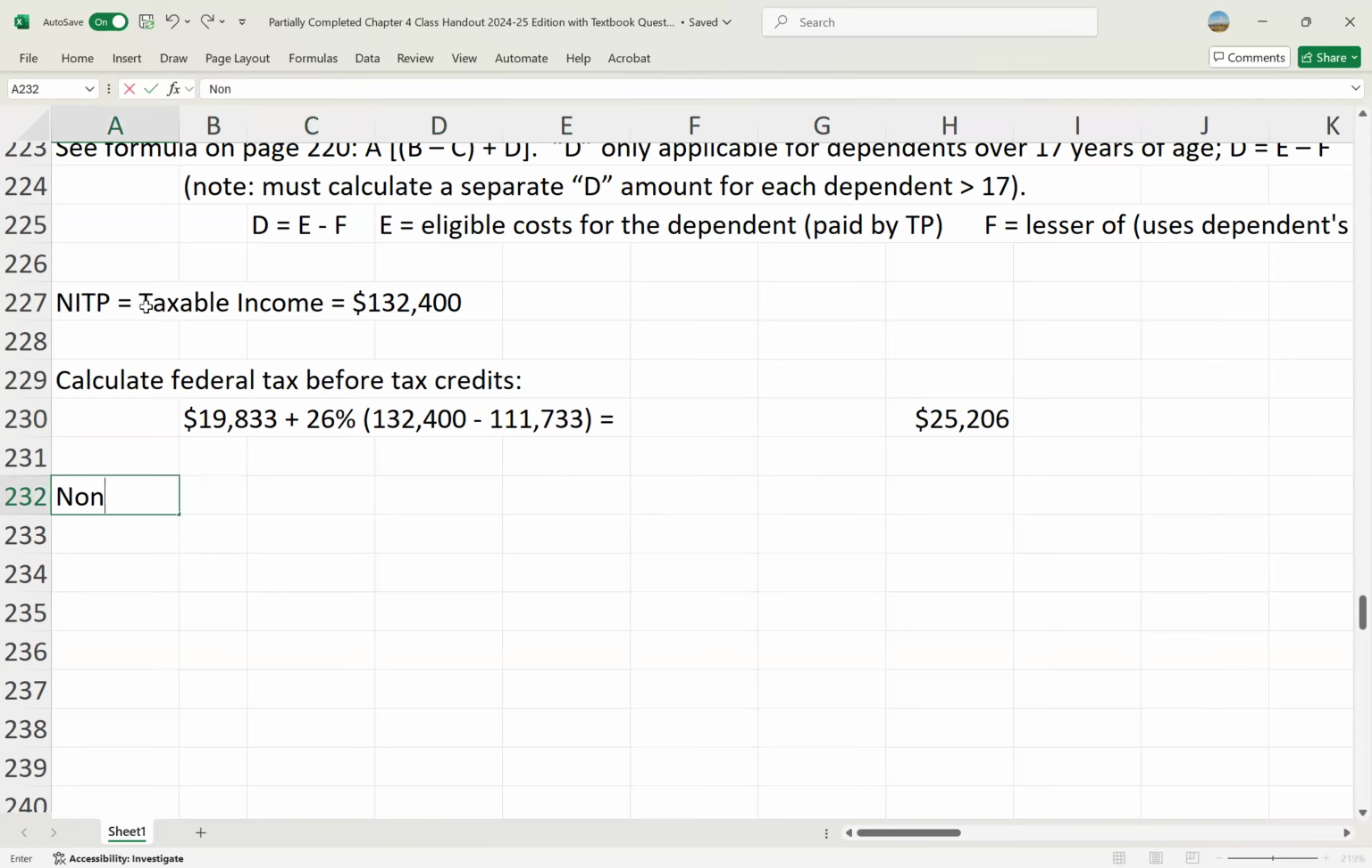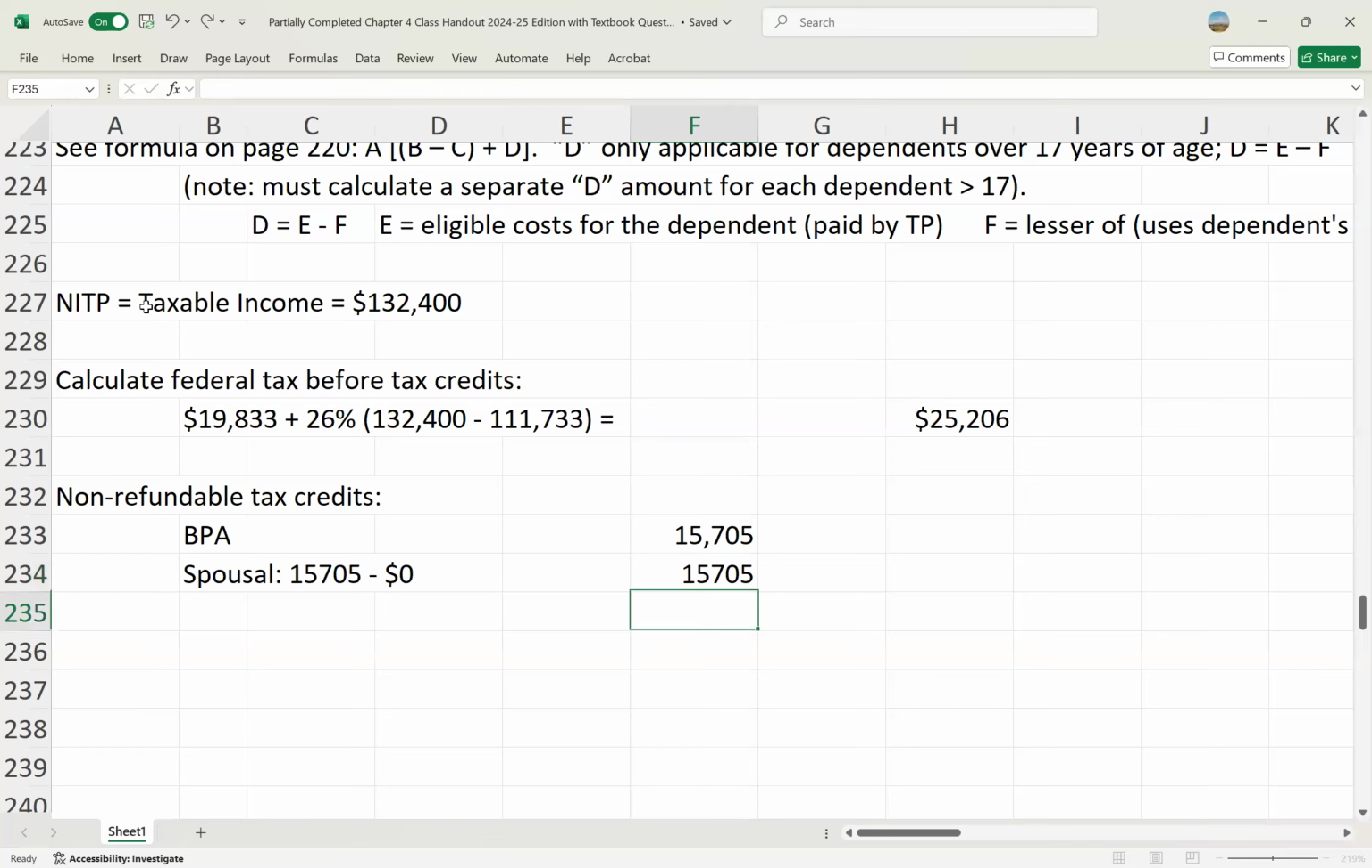Then we have the non-refundable tax credits. Once again, the one that everyone gets is the basic personal amount. And remember, Clarice's income is 132,400, so it's below that threshold. So she's going to get the full 15,705. She's also the higher income spouse, so she can claim the spousal tax credit. And once again, that's 15,705. That's her BPA. And remember, the spouse has no income, so there's going to be no reduction. So another 15,705.